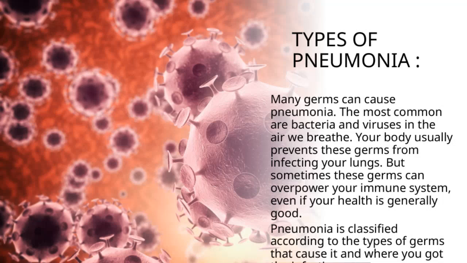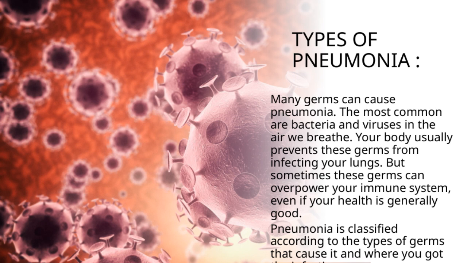Many germs can cause pneumonia, and the most common ones are bacteria and viruses that are present in the air we breathe. Usually, our bodies have a strong defense system that prevents these germs from infecting our lungs. However, sometimes these germs can be strong enough to overcome our immune defenses, even if we're generally healthy. Pneumonia is classified based on two main factors: the type of germ that causes it and where the infection was acquired. Understanding these classifications helps us better grasp the different forms of pneumonia and how they may affect us.